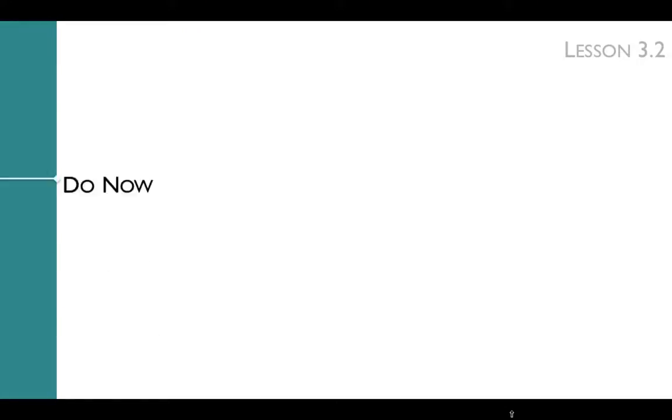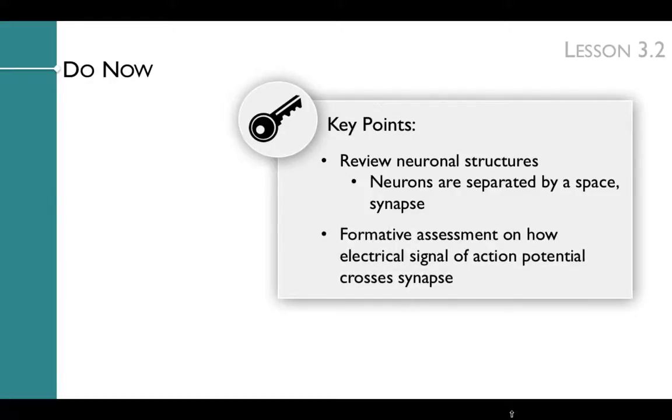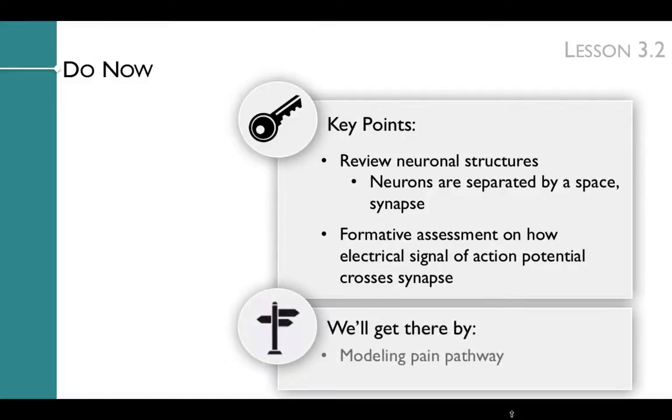The key points of the Do Now are to review neuronal structures, specifically that neurons are separated by a space called the synapse. Also, the Do Now serves as a formative assessment on how your students think the electrical signal of the action potential crosses the synapse. We'll get to these key points by modeling the pain pathway and brainstorming mechanisms to allow the electrical signal to cross the synapse.